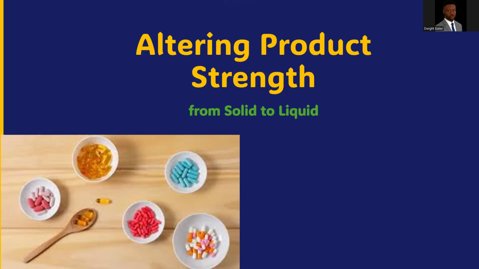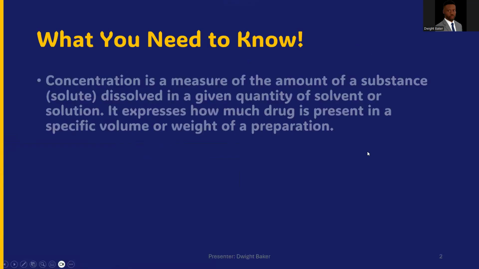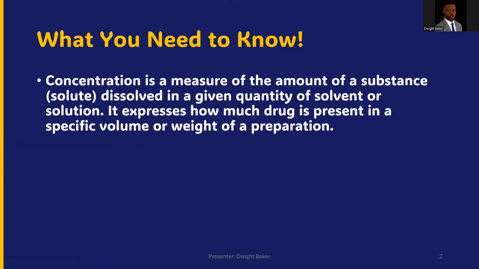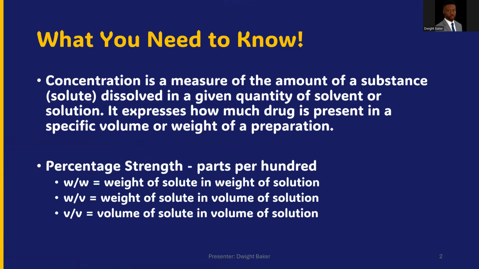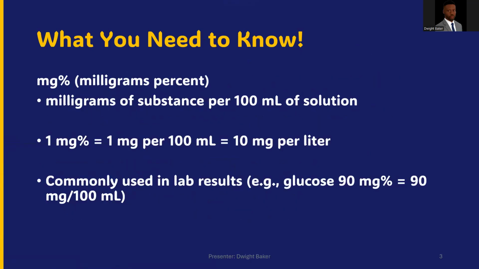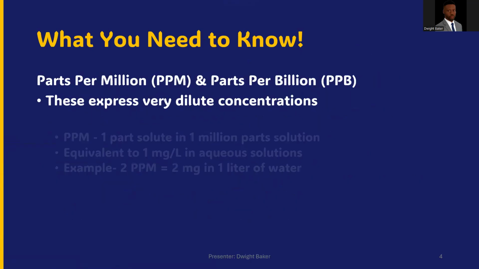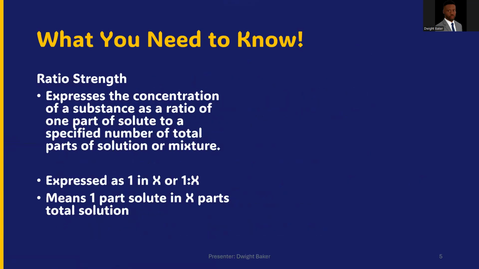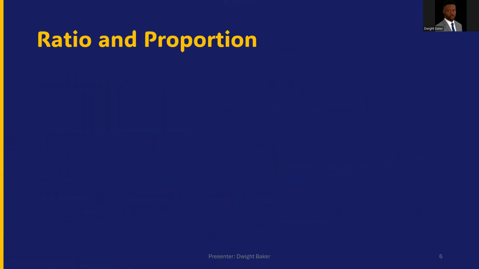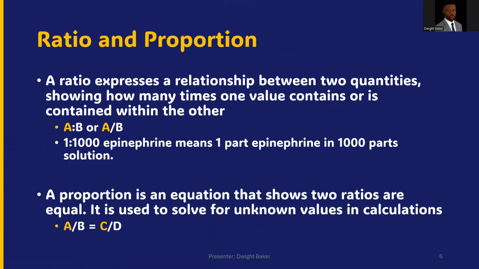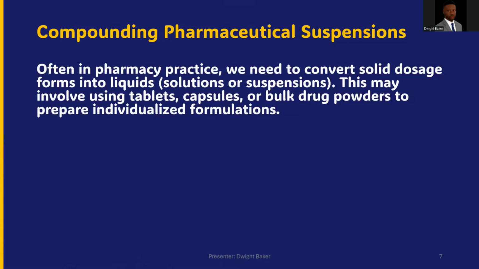And so that now takes us to how we alter these products from the solid form that is given to make the liquid preparation that is needed to treat the patient's ailment. Again, you still need to understand the different expressions of concentration and what they mean. You also need to understand milligram per cent, parts per million, parts per billion, and ratio strength, which is very crucial as well, and how to use ratio and proportion to respond to the different items.